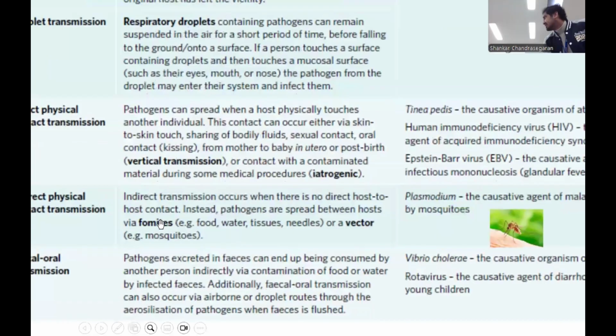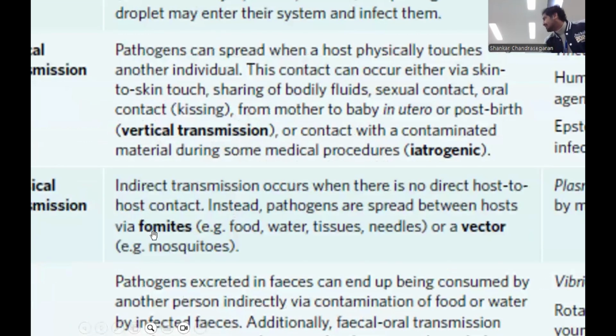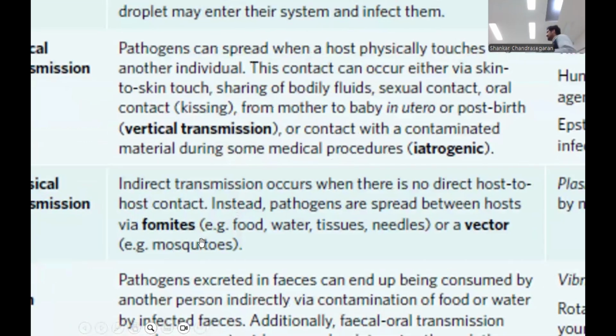So it spreads through something we call fomites. These are basically things that can carry the pathogen whilst it is coming out of the host, right? So it could be food, water, tissues, needles, whatever it is. It's carrying the pathogen from the host, and it will act to infect the secondary person when they come into contact.